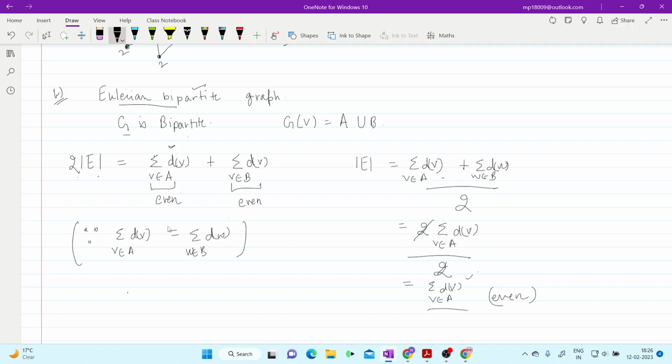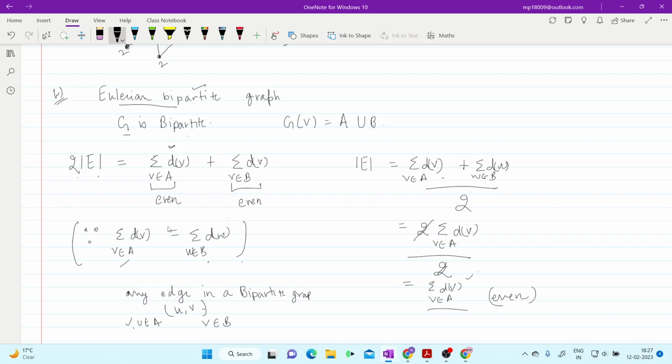This is because any edge in a bipartite graph, say UV. If UV is an edge in a bipartite graph, then one of them will belong to A and the other will belong to B. So any edge is contributing +1 to here and +1 here.